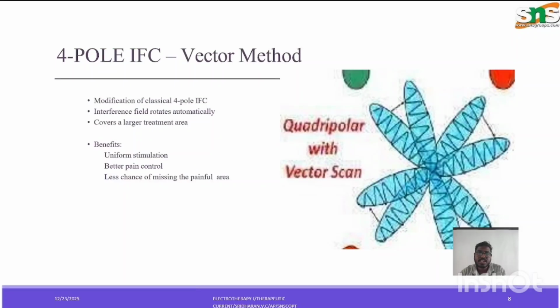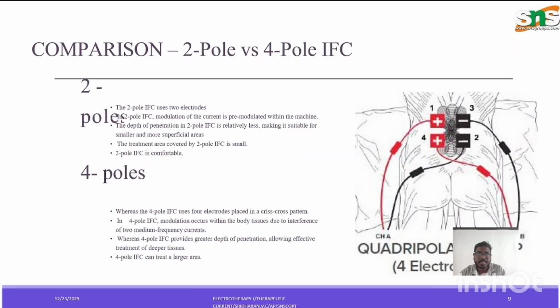The four-pole interferential current is also given in a method of treatment called the vector method. It is a modification of the classical four-pole interferential therapy, where the interference field rotates automatically and covers a large treatment area. Benefits of this are uniform stimulation, better pain control, and less chance of missing the painful area.